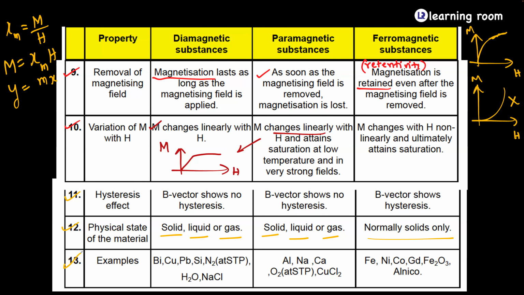Aluminum, nickel, and cobalt. It is a combination of all these materials, right? So these are all the examples of ferromagnetic substances, right? So this is all about the important properties that are associated with dia, para, and ferromagnetic substances. I hope I'm clear with this, right?